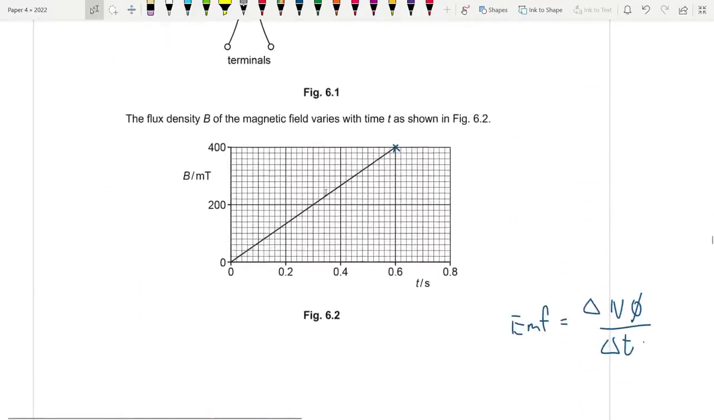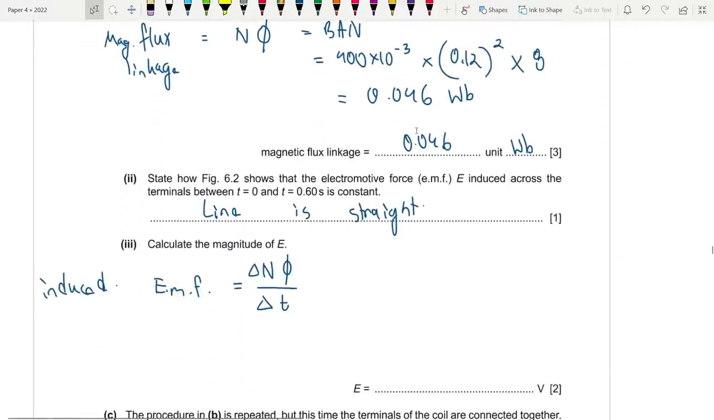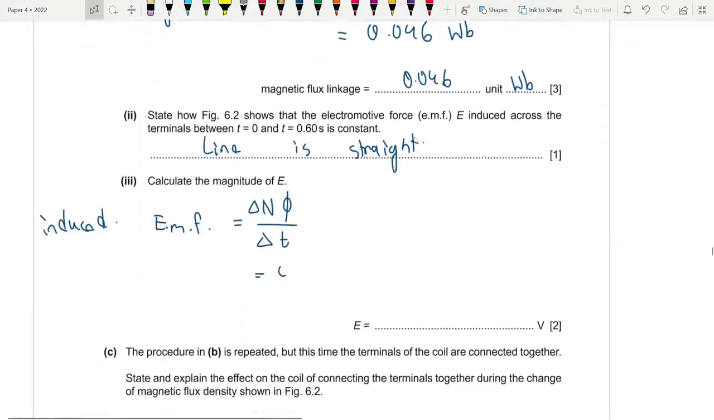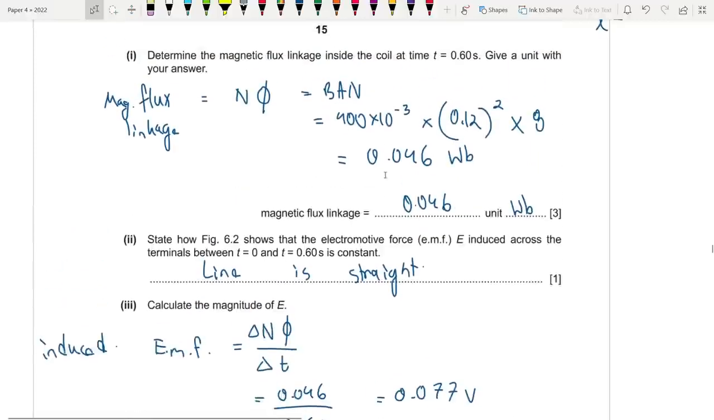Like initially it was 0, right? Initially it was 0. From 0 it became 400, and the change was 0.046. So the change was 0.046, and the time taken was 0.60 seconds, which gives us an answer of 0.077 volts. Okay, 0.077 volts.